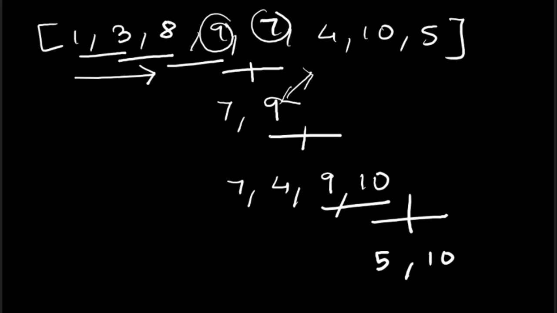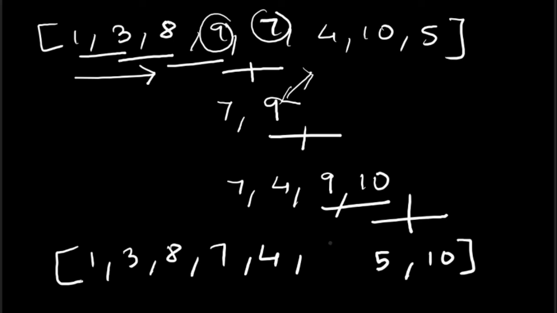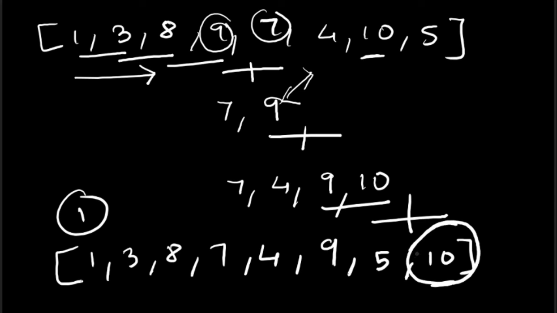So 5 and 10. So currently if we see the list, 1, this would be 3, 8, then 7, 4, 9, 5 and 10. So this is our list after the first iteration. So here what we are seeing, the maximum element is automatically getting to the last position. So 10 automatically got to the last position. Similarly, now we can say this last part is in sorted order.